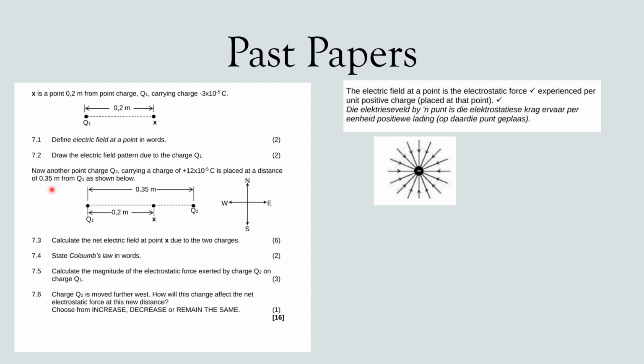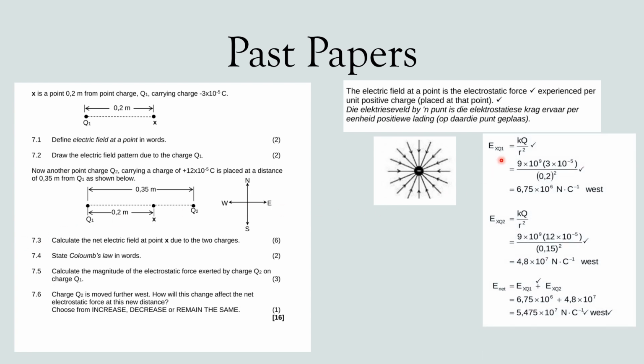Now another point charge, Q2, carrying a charge of positive 12 times 10 to the -5, is placed at a distance of 0,35 from Q1 as shown below. What I like to do is see 0,35 minus 0,2 and put it there, just so you know for yourself that it's done, because sometimes during exam conditions you can forget small things like this. Calculate the net electric field at point X due to the two charges.